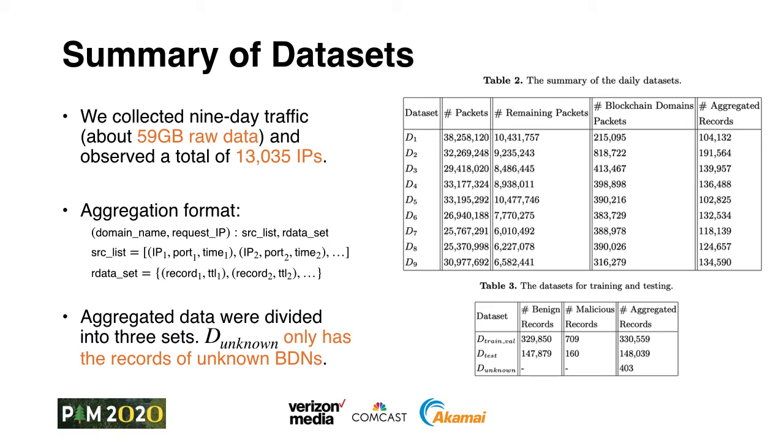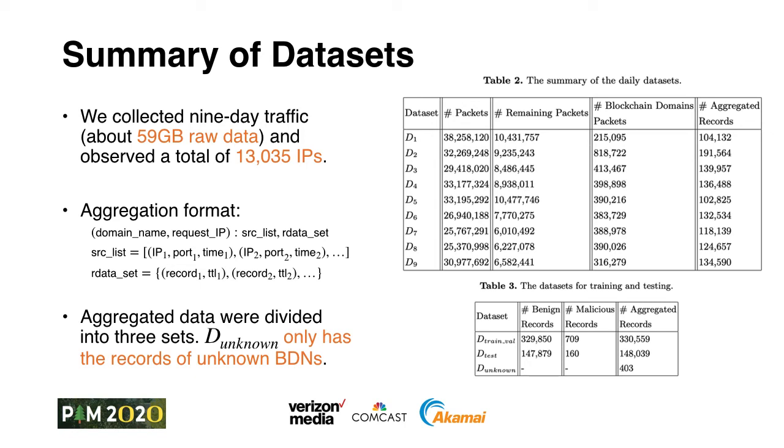With the assistance of the ISP, we collected 90 DNS traffic, about 59 gigabytes of raw data, and observed a total of 13,035 IPs. To compress the data storage and conveniently extract features, we designed an aggregation format.